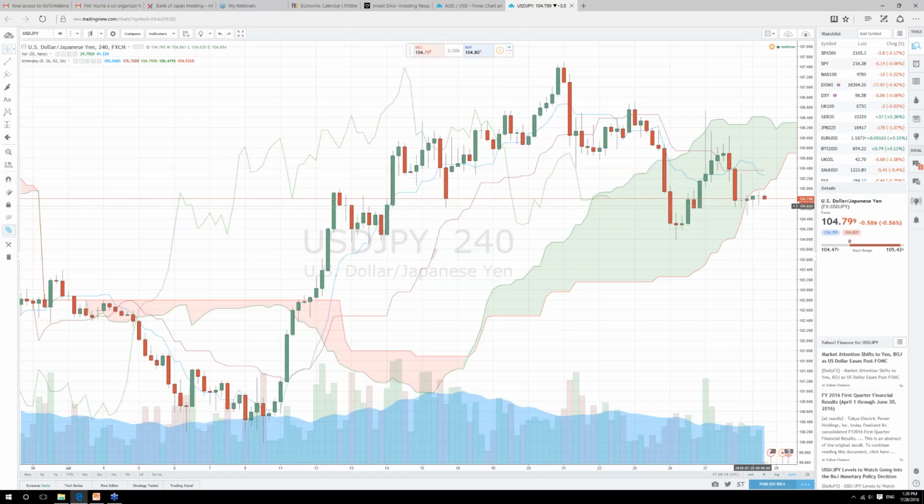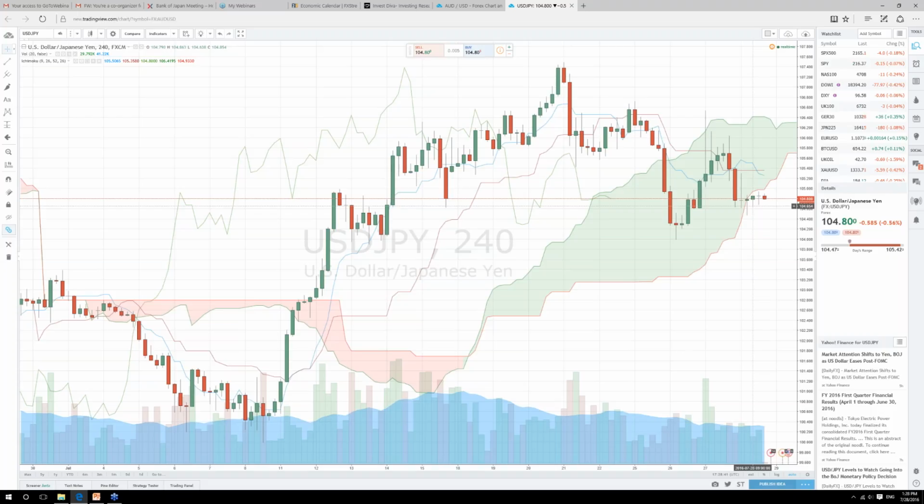we already had the FOMC not signaling further rate hikes for interest rates in the U.S. We do have economic growth in the U.S. So the US dollar right now is kind of neutral, right? And so it all falls down to the Japanese yen.